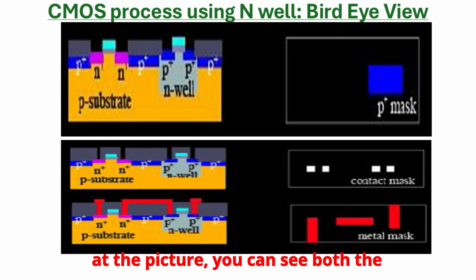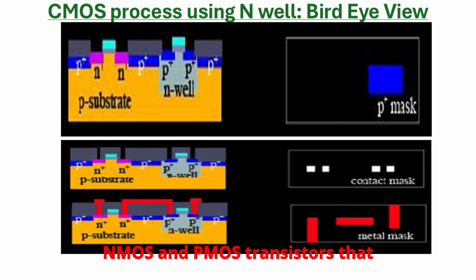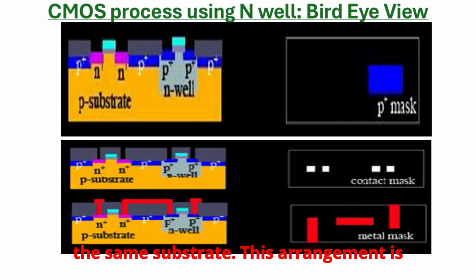If you look closely at the picture, you can see both the NMOS and PMOS transistors that form the inverter. The NMOS device is built directly into the P-type substrate, while the PMOS device is fabricated inside an NVEL that is diffused into the same substrate. This arrangement is typical of the NVEL CMOS process. Notice that each transistor has its gate, source, and drain regions clearly defined.